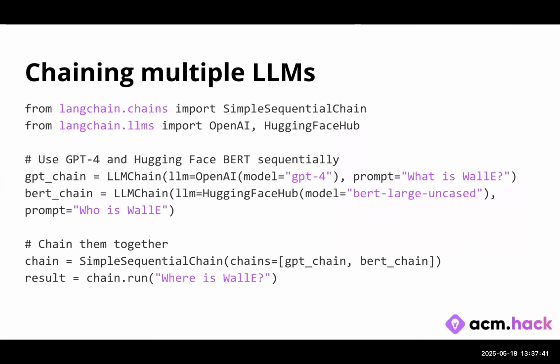Here's some sample code of chaining multiple LLMs. I import the simple sequential chain, and then from LangChain, I import OpenAI, and then from Hugging Face Hub, I will import the BERT model. So basically, I have a GPT chain, and I chain that with GPT, and then I give it a prompt. For BERT, I do basically the same thing. I import BERT large uncased, which is an LLM model, and then I also give that a prompt, and then I chain them together using simple sequential chain, and then I have my result with my question.